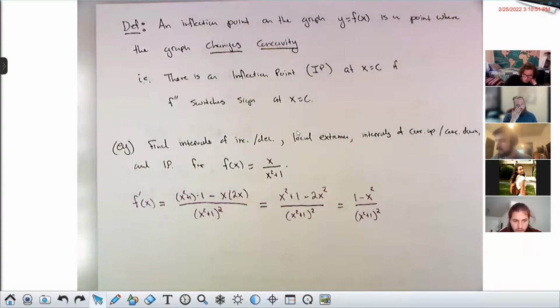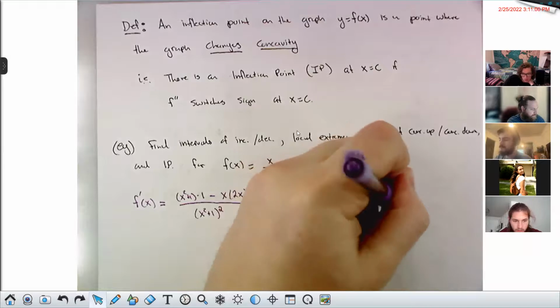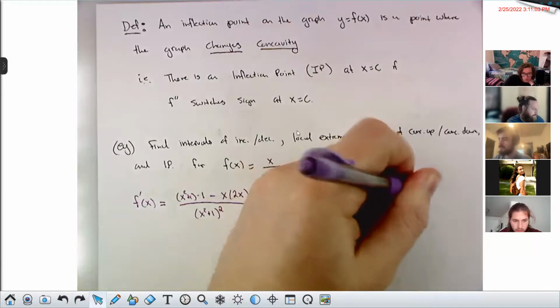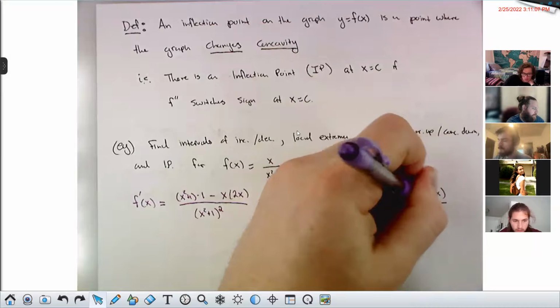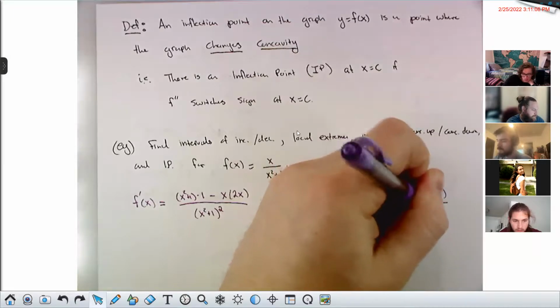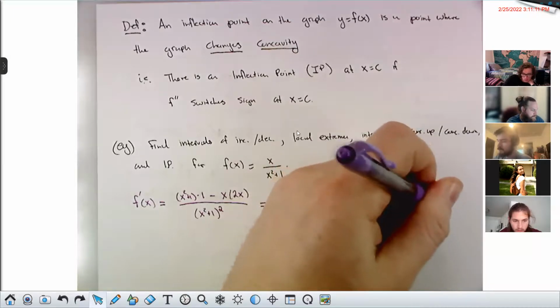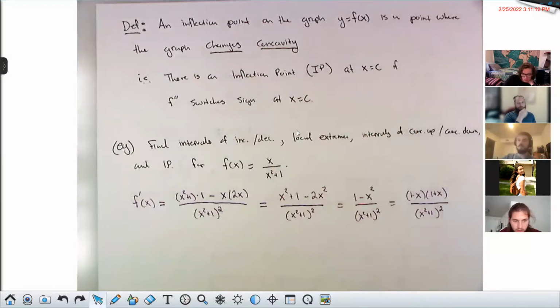Nothing cancels here, but you can factor the top. The bottom doesn't factor. x squared plus 1 is an irreducible quadratic. But the top can be factored as 1 minus x times 1 plus x. And that denominator is just stuck. It's x squared plus 1 all squared. So there's your first derivative, and as useful a form as you could possibly take.